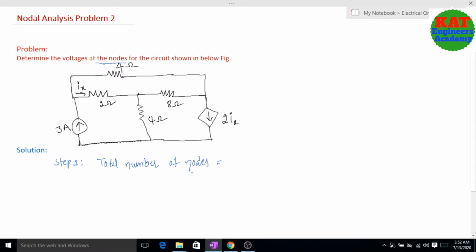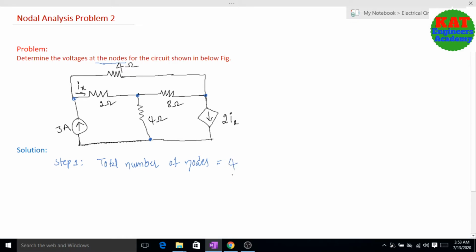Here the nodes are nothing but principal nodes. A principal node is where the current division takes place. So here the current division takes place at this one node. Next, 2 ohms, 8 ohms, 4 ohms are connected, so here also current division takes place. Next, 8 ohms, 2ix and 4 ohms are connected, so here also current division takes place. Next, 3 amps, 4 ohms, 2ix are connected here. This is also a node where current division takes place. Finally we can consider the total number of nodes as 4.